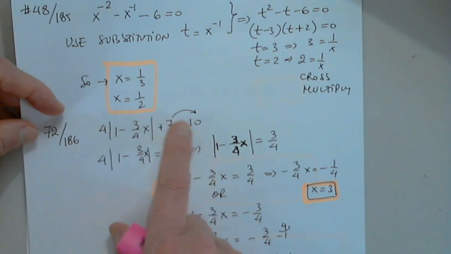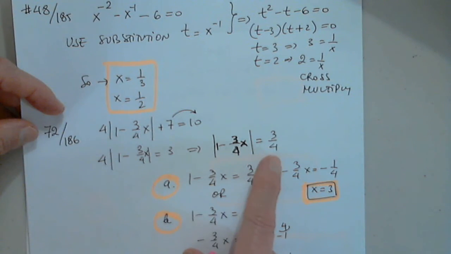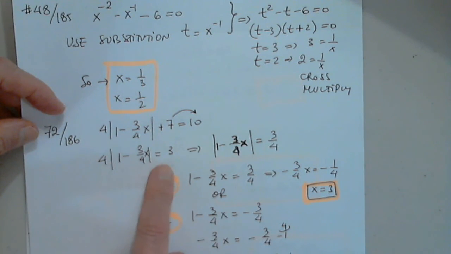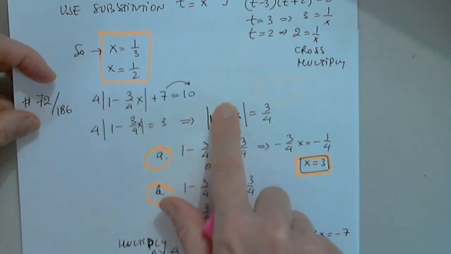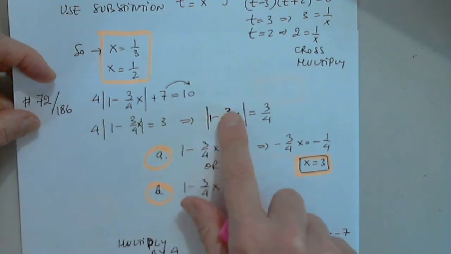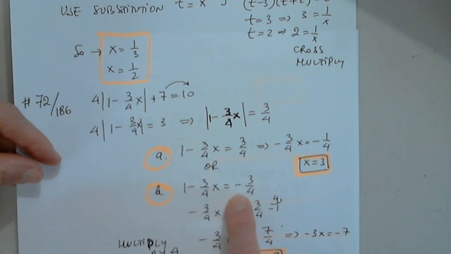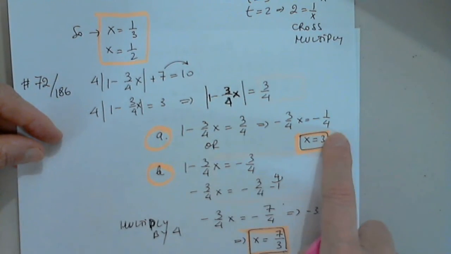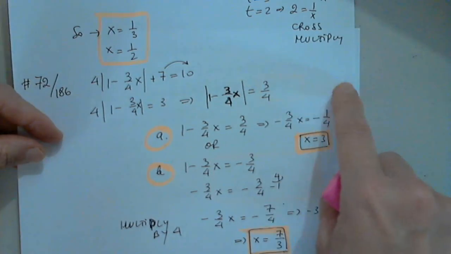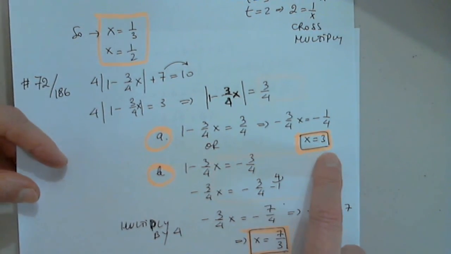Absolute value equations, I subtract 7, I get 3. Divide both sides by 4, get 3/4. And here there are two possibilities. Either the inside is positive 3/4 or the inside is negative 3/4. I move 1 to the other side. I subtract. 3/4 minus 1 is negative 1/4. Cross multiply, and you get x equals 3.